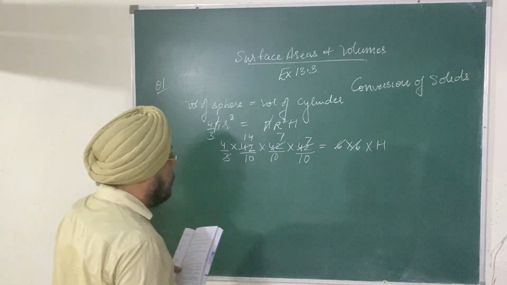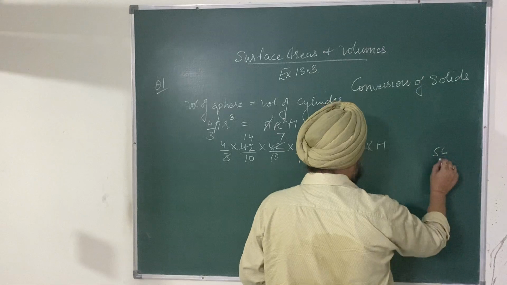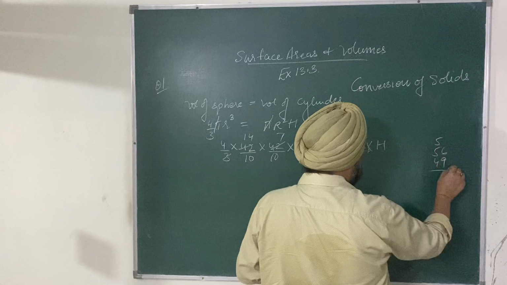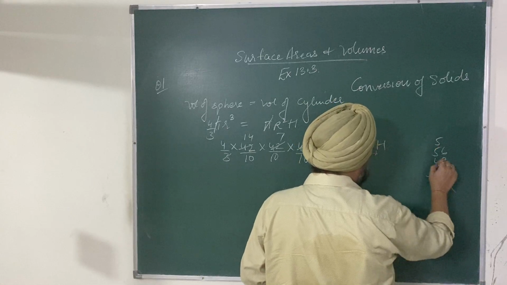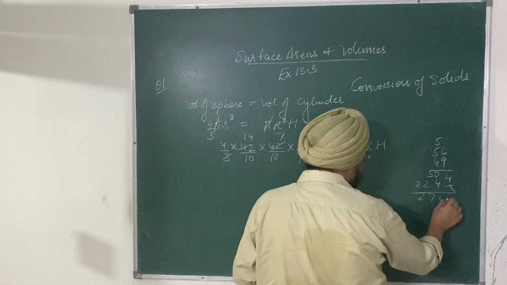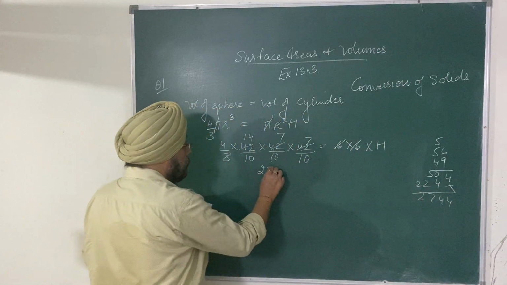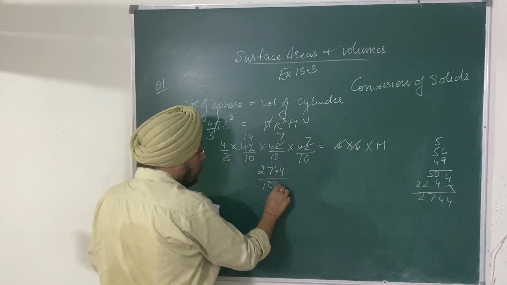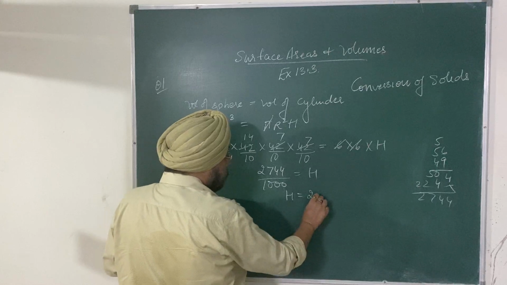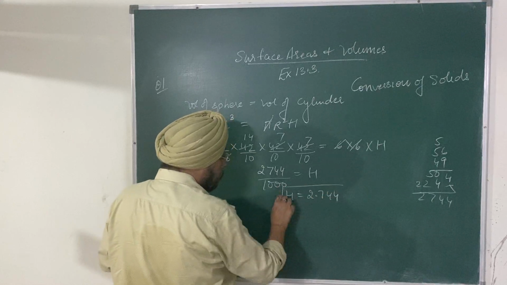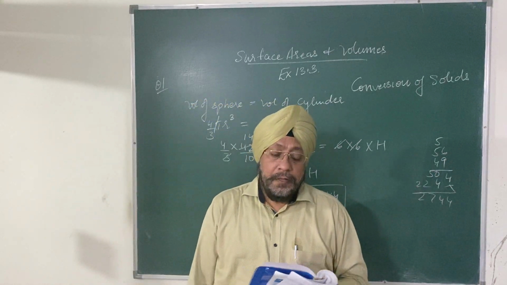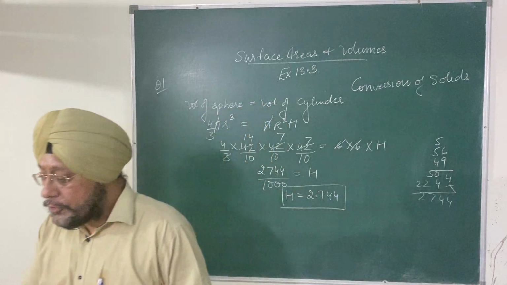Now 56 multiplied by 14, 49, sorry. This is 54, 45 and 50. This is 24, 2 and 22. So we get 2744. 2744 divided by 1000 is equal to the height of the cylindrical part, which is equal to 2.744 meter. So this is question number 1. So let's come to question number 2.